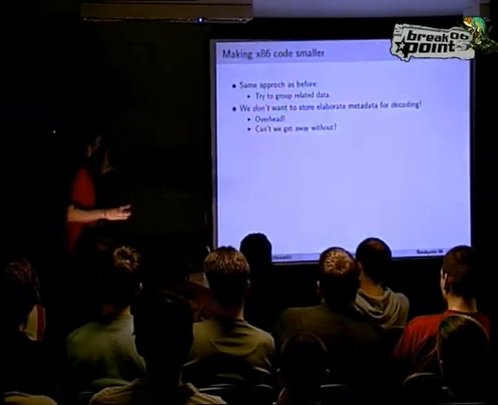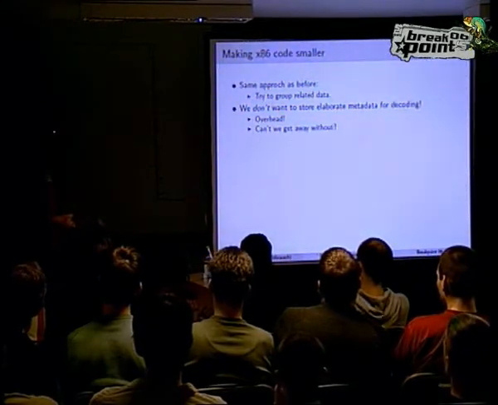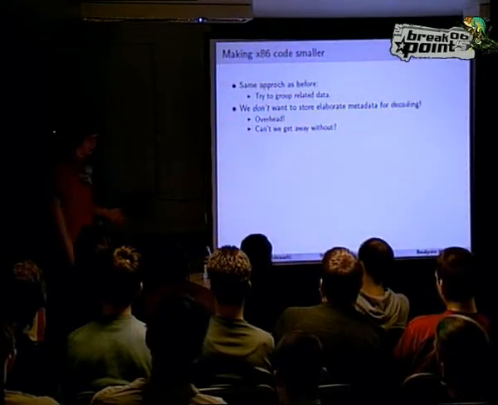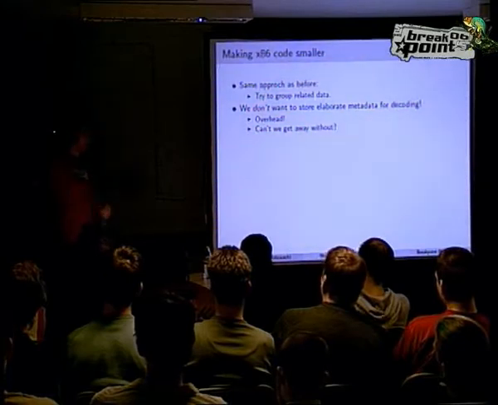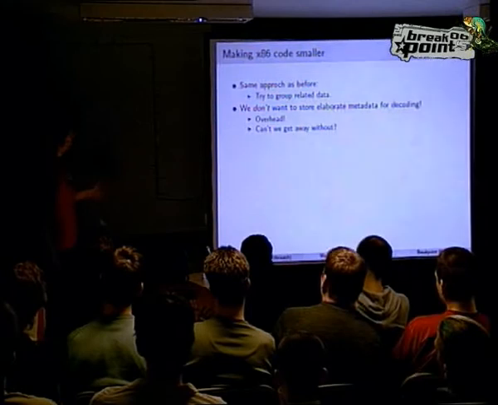How can we separate this? The idea is the same one as before, actually. We try to group data that sticks together, that belongs together. And we don't want to have to store some elaborate metadata that tells us how to decode this again and put this back into normal x86 code. There are several reasons for this.